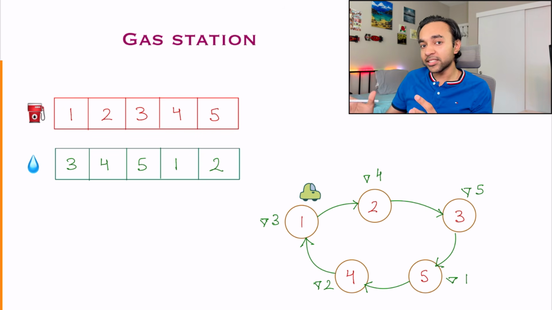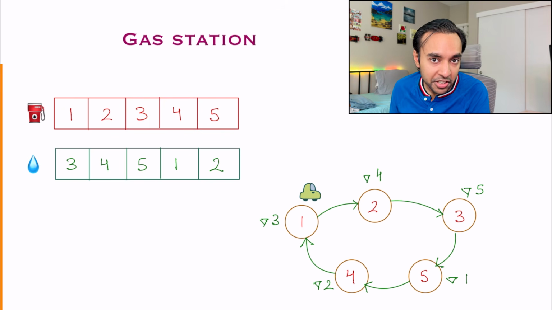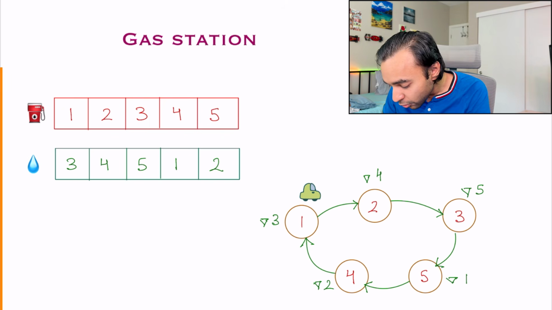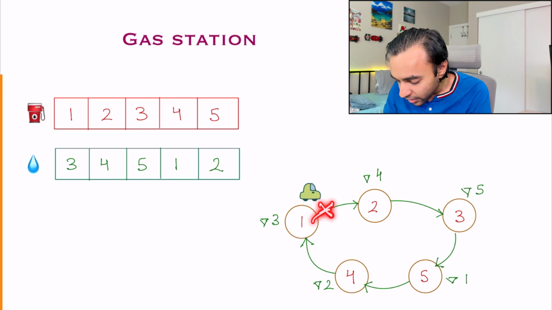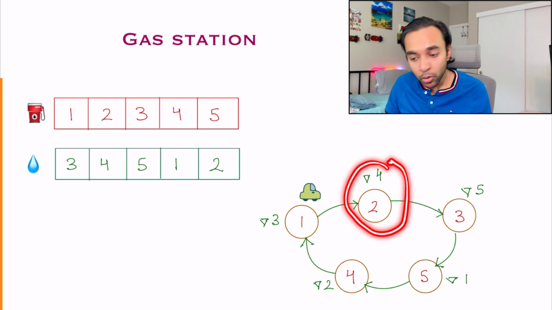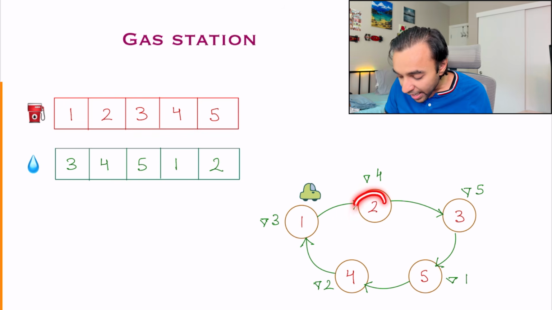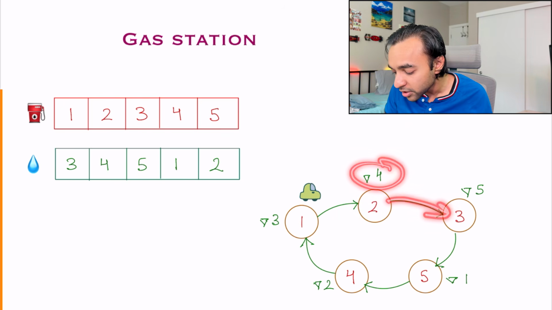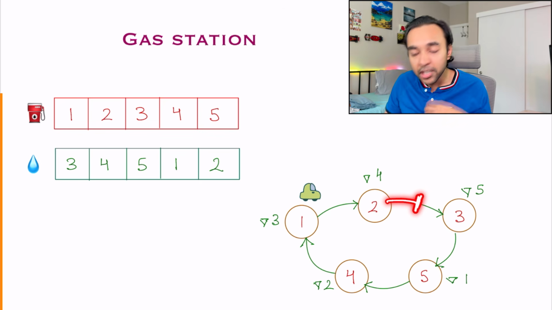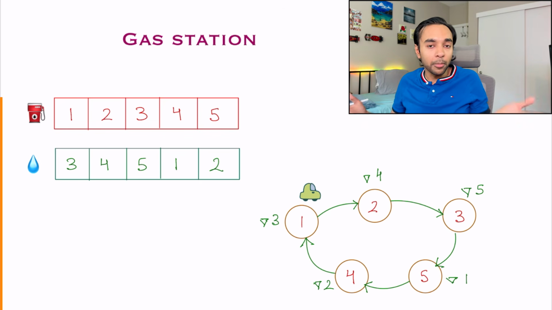And if yes, you have to tell me the starting station. If you think about it, you cannot start from this station. You will run out of gas immediately. Can you start from this station? No. Because you can fill up the gas of 2 units, but to go from here, you need a gas of 4 units. So once again, your gas will be emptied half the way and you cannot begin from here.